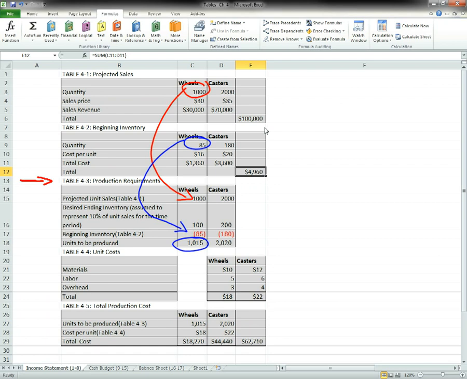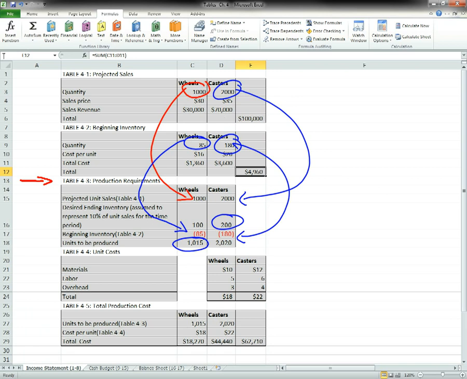Likewise for the casters, 2,000 plus 200 minus that 180. So the number of units being produced comes from our sales information as well as our beginning inventory and our desired ending inventory, just as we showed in the PowerPoint slide earlier. We need some information about unit costs, so that's the next step.